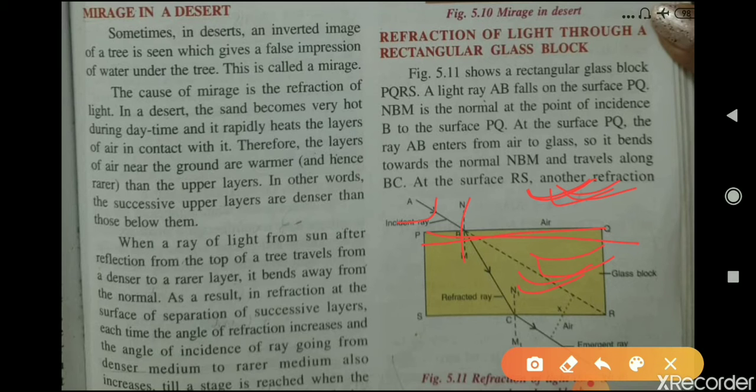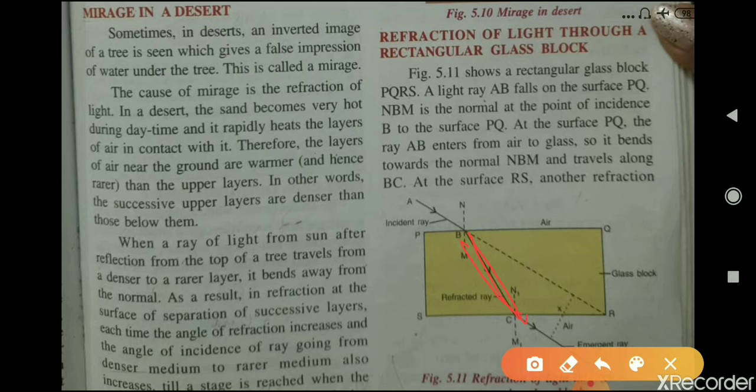So when the ray of light AB enters from a rarer medium to a denser medium, it bends towards the normal. I already told you in the previous video that whenever a ray of light moves from a rarer to a denser medium, it bends towards the normal. Therefore, the ray AB in this figure bends towards the normal. So this is a refracted ray.